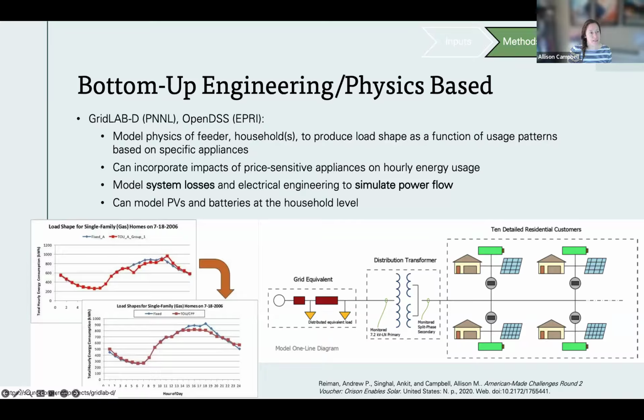A lot of the times, the place it makes the most sense to do this is when you're modeling a feeder, or you want to incorporate the impacts of price-sensitive appliances on your hourly energy usage because you want to model all of those individual appliances. So it's at the very small level. Or maybe you want to model system losses. Maybe you want to simulate the power flow of the system. Or maybe you want to model the operation of the PVs and the batteries at the household level.